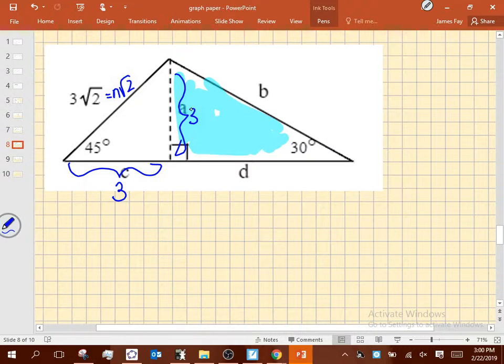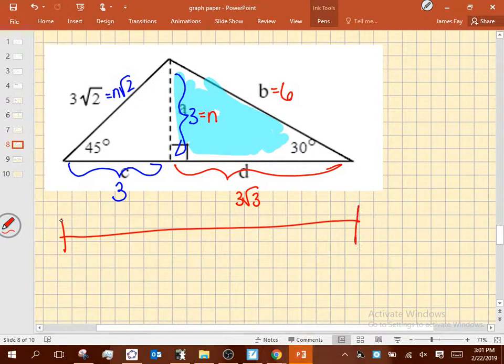You know that, okay, in a 30, 60, 90, across from 30 is always what letter? N. The hypotenuse is 2n, so what's that number going to be? 6. The side opposite 60 is always n radical 3. The next question I'm going to ask eventually is what's that distance? How do I add them? What do I write?